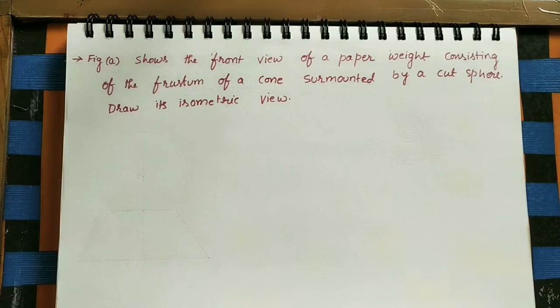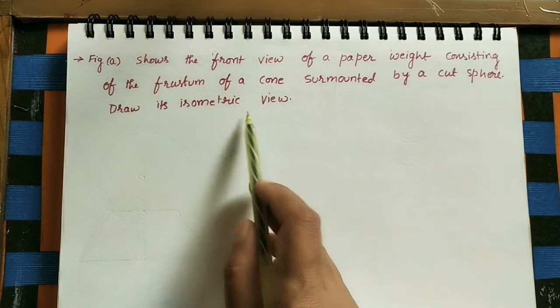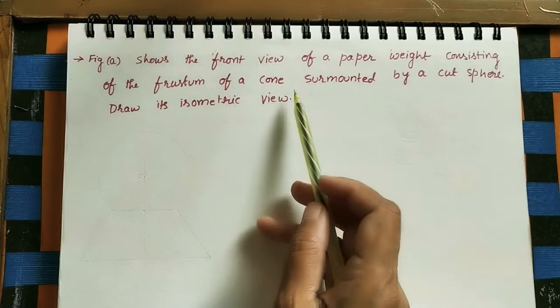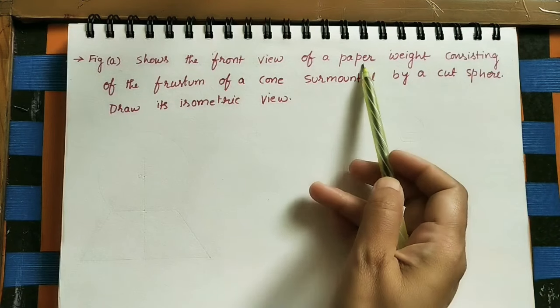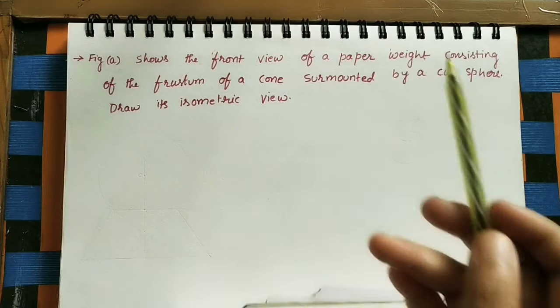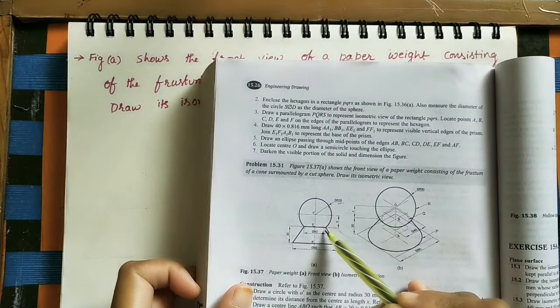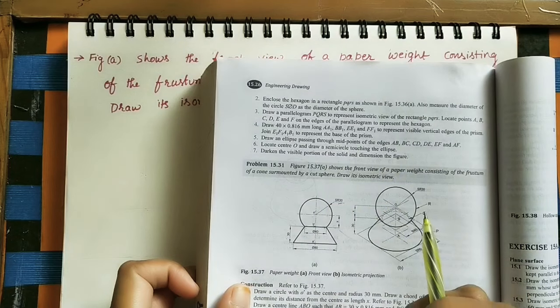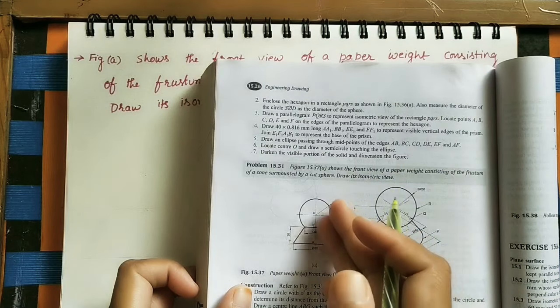In today's class, we will do the isometric view, that is, the three-dimensional diagram of a given paperweight. Paperweight means we are keeping some weight on the papers. So this paperweight looks like this. The given diagram is like this. It is a two-dimensional diagram, or we can call it the front view of the given diagram.